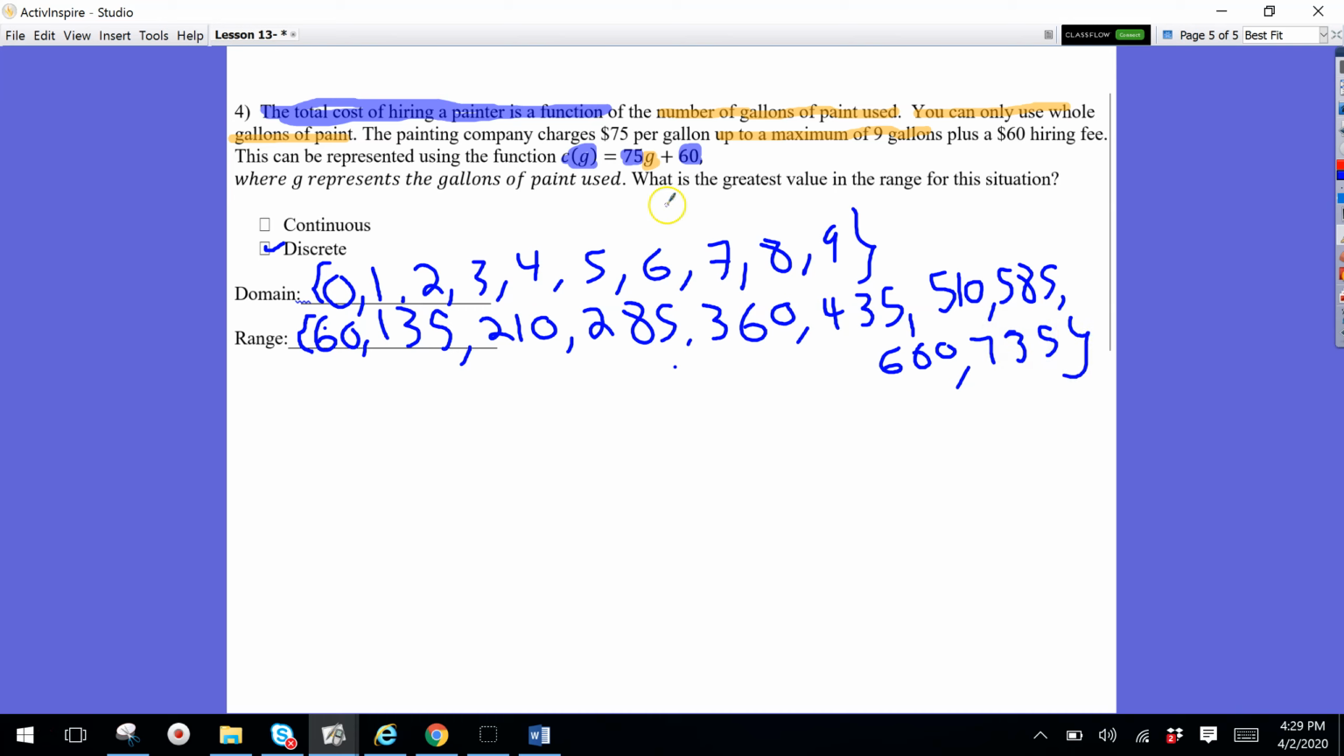And this specific question is asking what's the greatest value. So my greatest value of the range would be $735. That's the most that I can spend for hiring a painter.